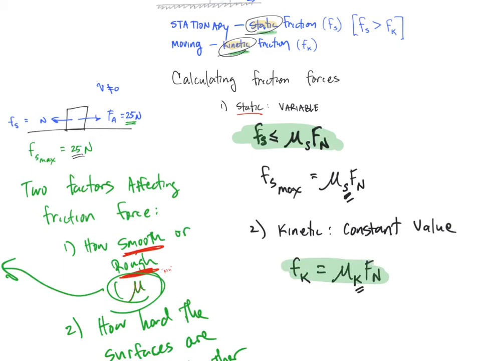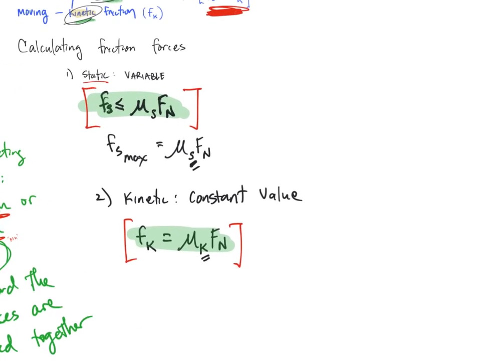But what really makes kinetic friction easier is this idea that it is constant, that it doesn't vary. Okay? And again, we noted earlier that the static friction is more than the kinetic friction. That is ultimately because the mu sub s will be greater than the mu sub k.